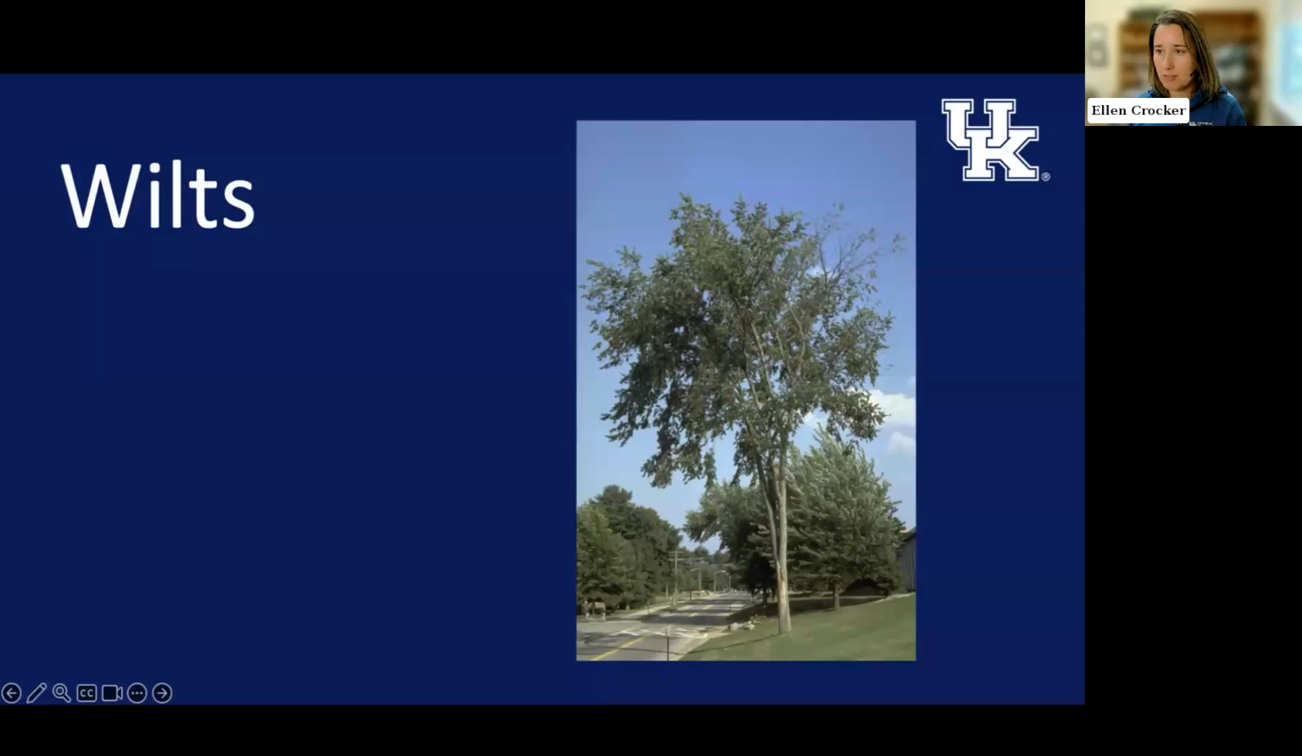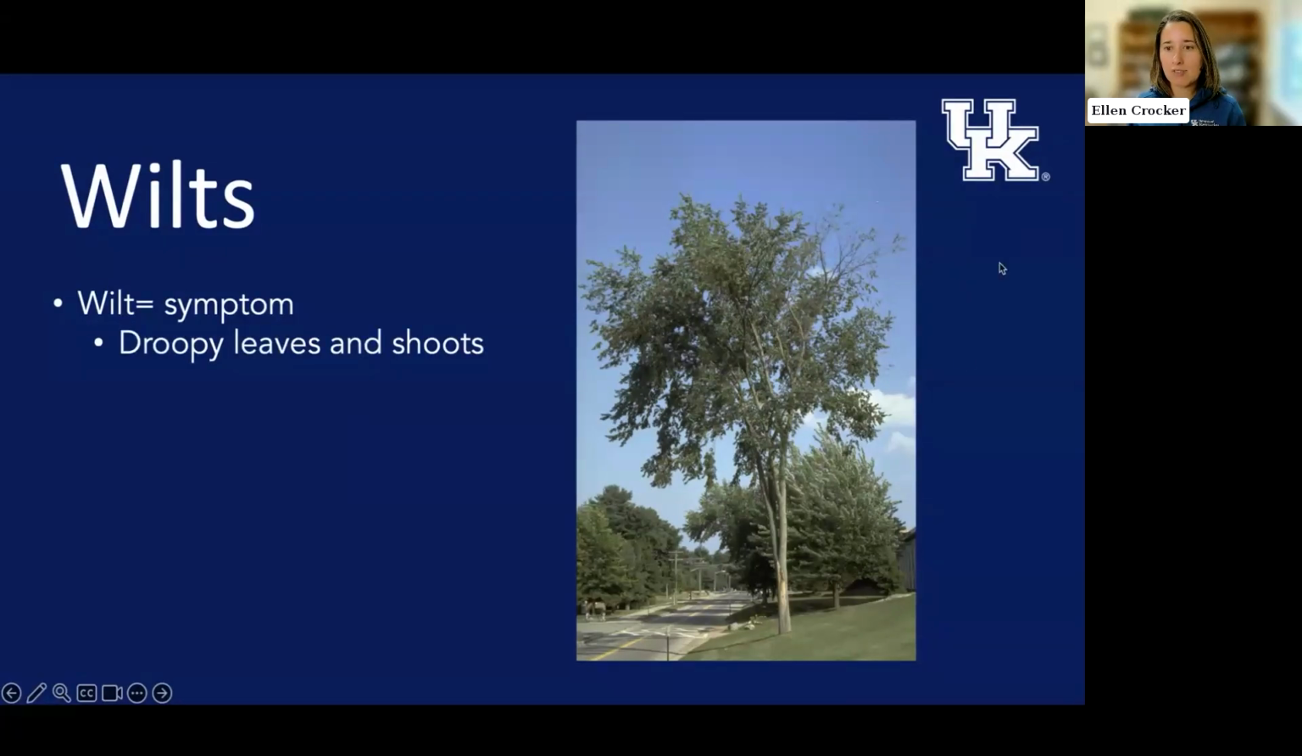So let's shift from talking about cankers and talk about wilts, which again, in many ways is connected to cankers, in that what we're really talking about is issues with the vascular system of the tree. Now, in the case of wilt, what we're looking at is the wilty canopy. When we say wilt, we're looking at a symptom of something that's going on in the canopy, maybe droopy leaves and shoots, maybe a lack of leaves.